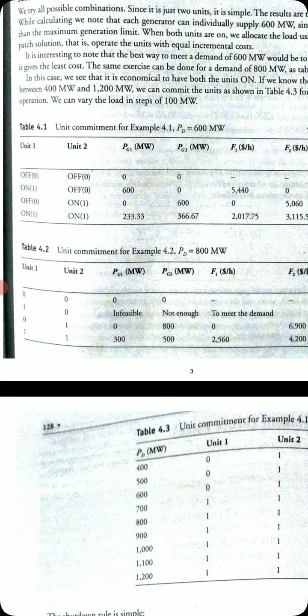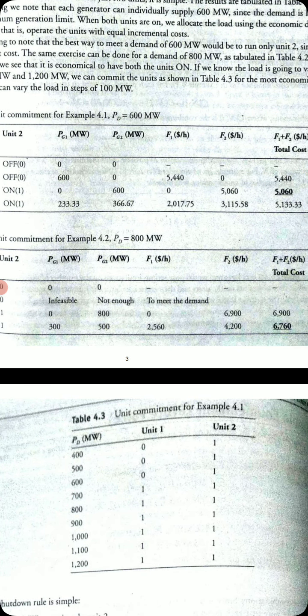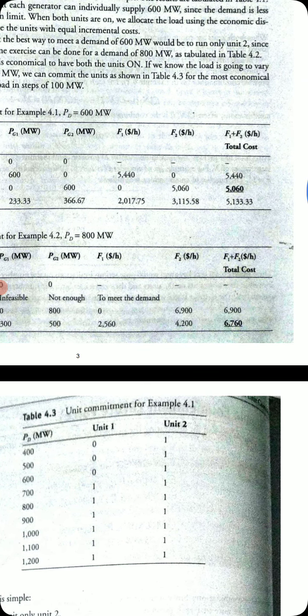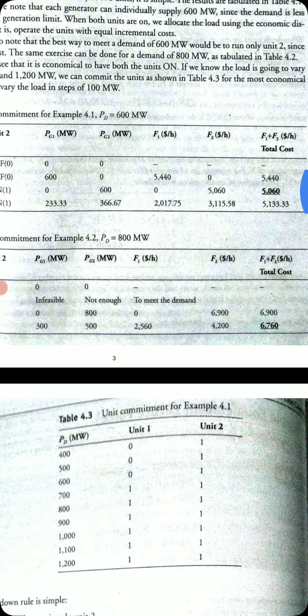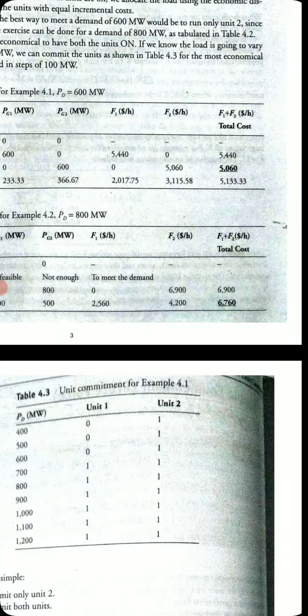But if both units are working in economic dispatch, the first unit gives 300 megawatt and the second unit gives 500 megawatt. The two costs are 2560 and 4200, so the total cost is 6760. So for 800 megawatt demand, the two units should work at economic dispatch. In the previous case, only the second unit was enough for 600 megawatt and it was economic. Here, unit commitment says two units should be on, because it gives 6760 instead of 6900 with only the second unit. So you understood now when a unit should be on and when it should be off.